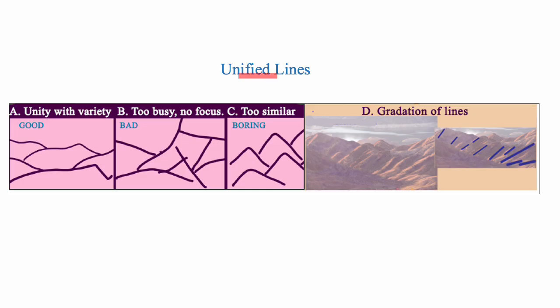To unify lines, we want unity with variety like this. This image is too busy and has no focus, and these lines are too similar. When we have gradations of lines, they can be unified as long as they're different lengths and slightly different directions.